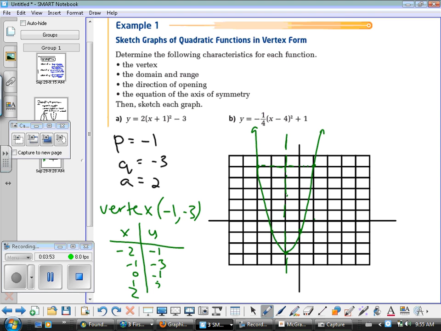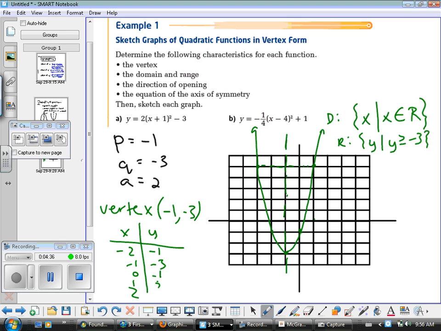The domain, when we have this kind of parabola, is always just the set of real numbers. We can write that as x values where x is any element of the set of real numbers. Our range is a little different. We're not going to be allowed to have any y values that are less than negative 3. So we'll say y, where y is greater than or equal to negative 3.